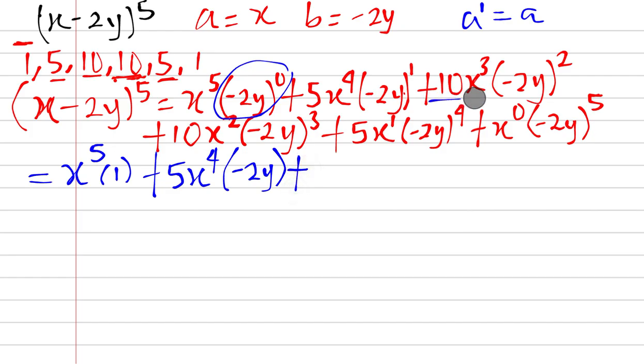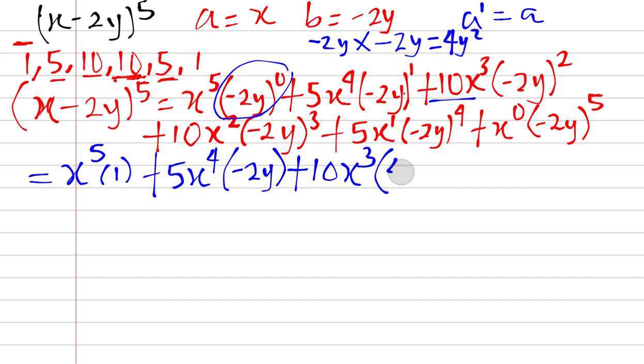Plus the next part now, 10s raised to power what? Power 3 into bracket minus 2y all square. That means minus 2y times minus 2y. That gives us what? Minus times minus plus. So this is what? 4y squared. Are you seeing that now? So that means this bracket will give us what? 4y squared. Are you seeing that now?